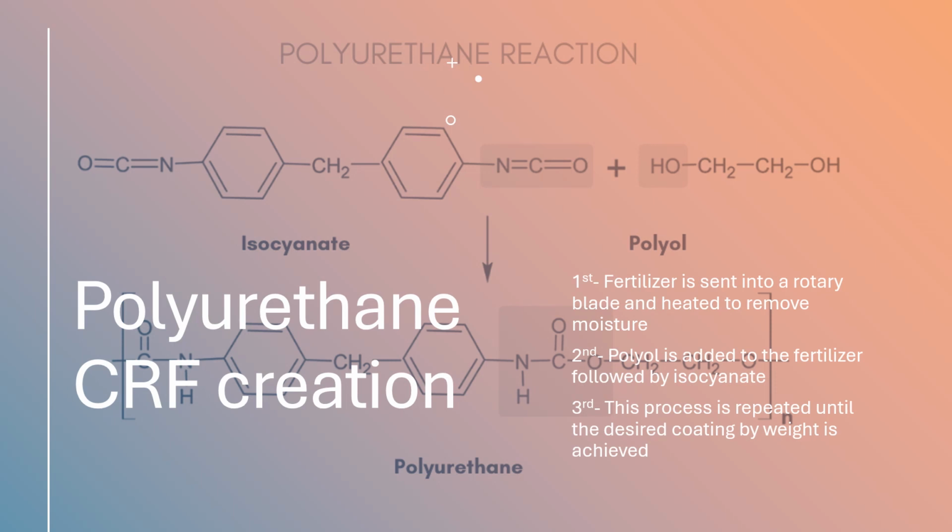The production of a simple CRF pellet coated with polyurethane can be summarized in 3 steps. First step, fertilizer is sent into a rotary blade while it is heated to remove any moisture. The second part includes polyol being added to the fertilizer mix, and then isocyanate being added separately. Third, this process is repeated until the desired coating by weight is achieved. If you look at the background of the slide, you can see the simple formula, that is the isocyanate reacting with the polyol, which is what creates your polyurethane.